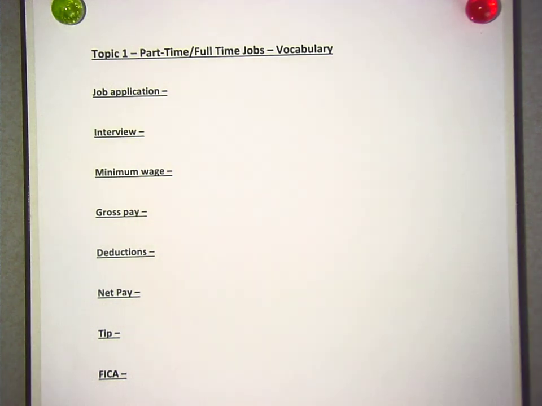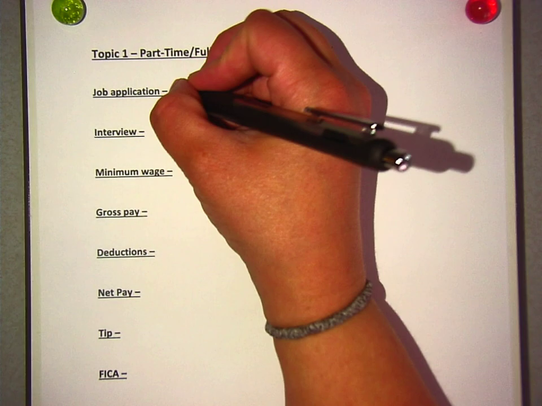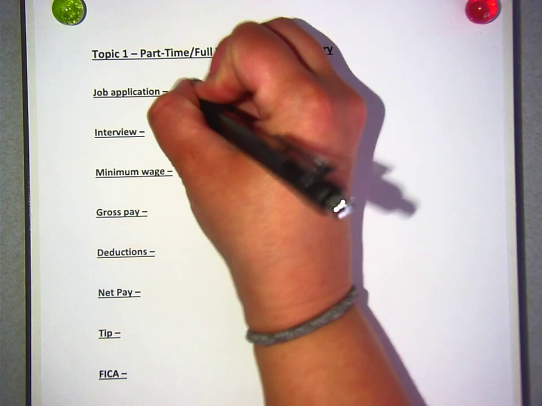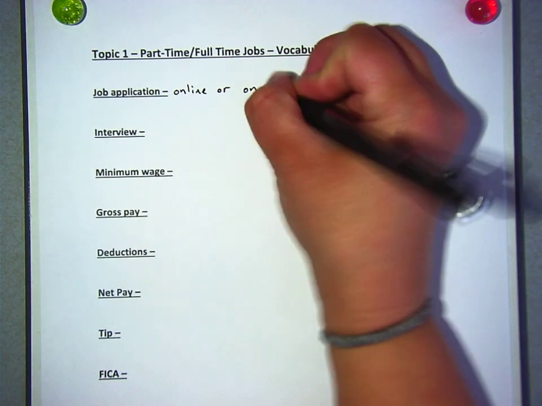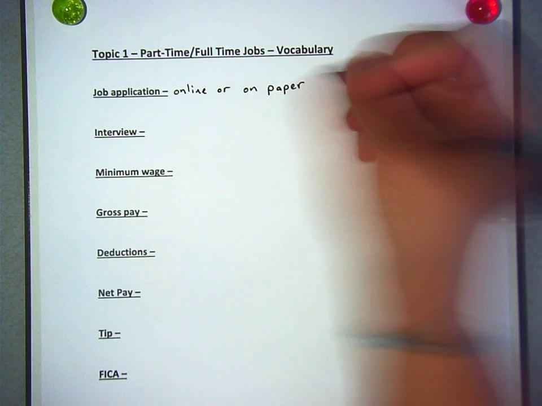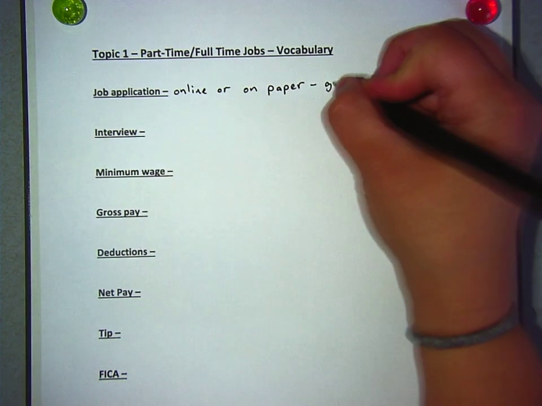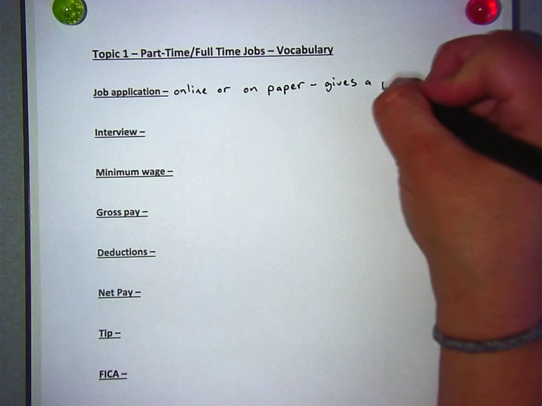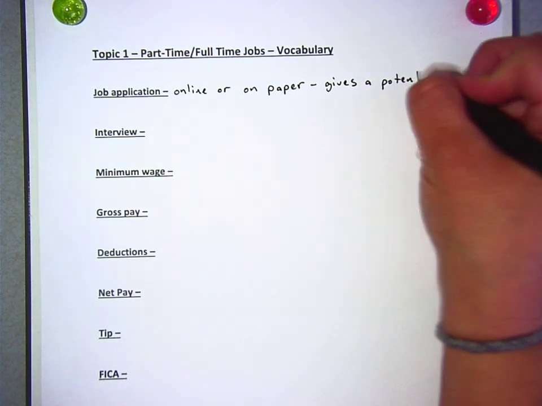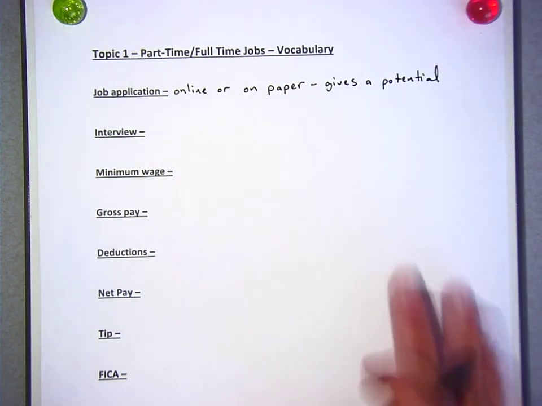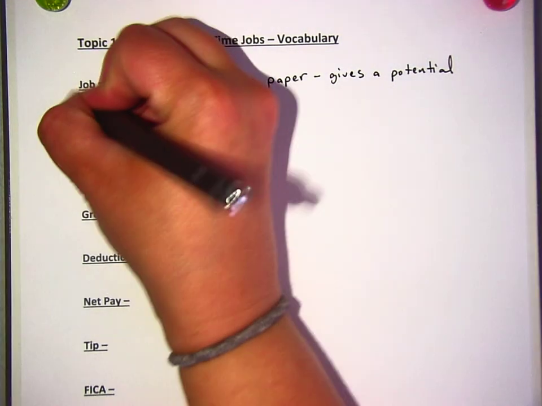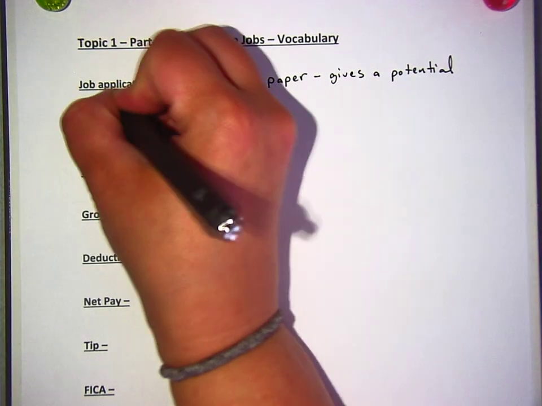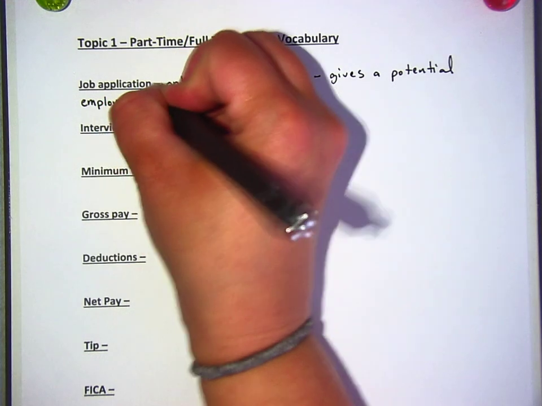All right, let's start with a job application. A job application is usually online or on paper. It gives a potential employer basic information about you.